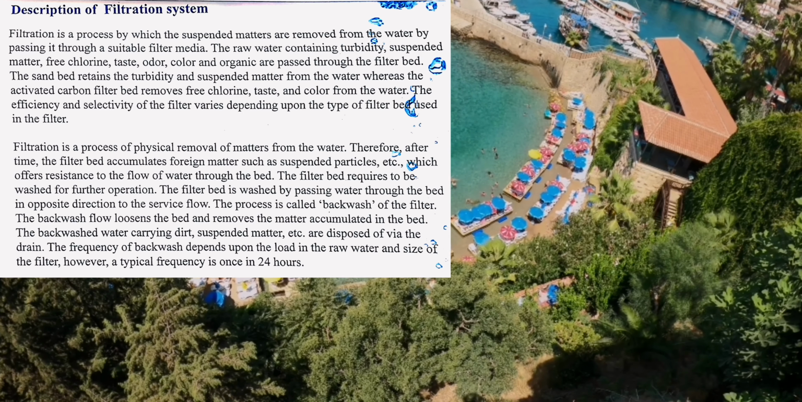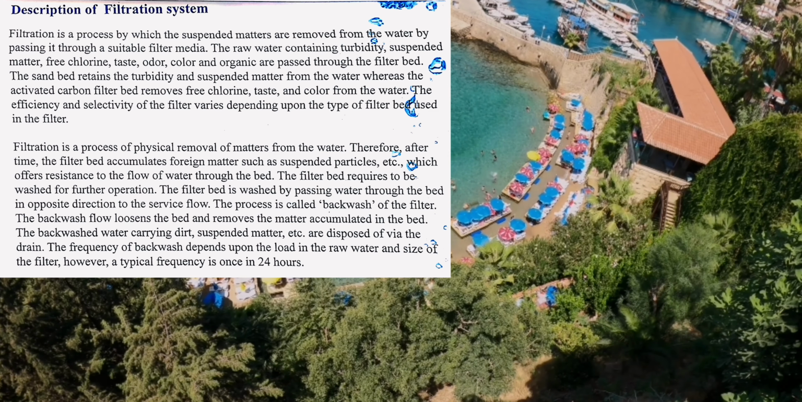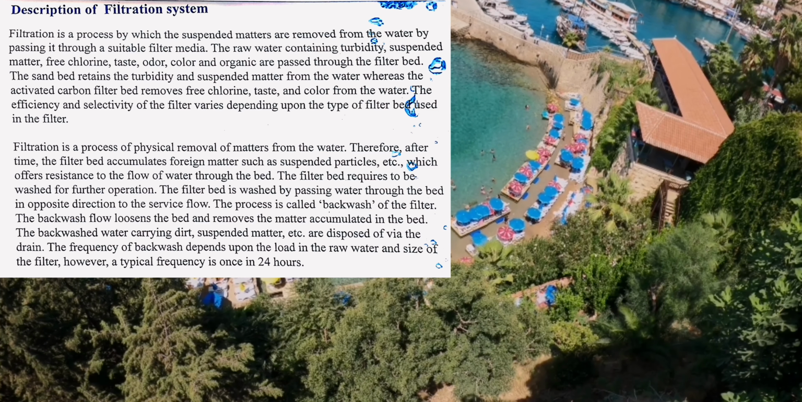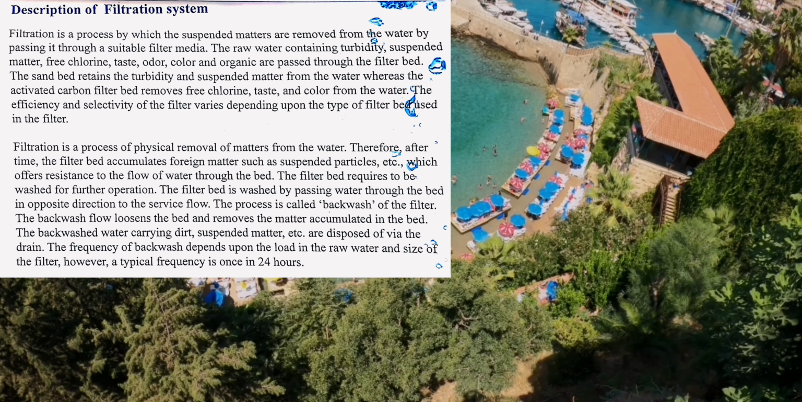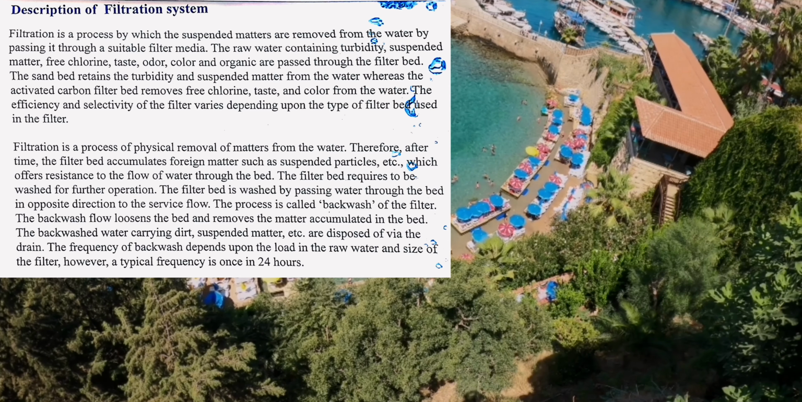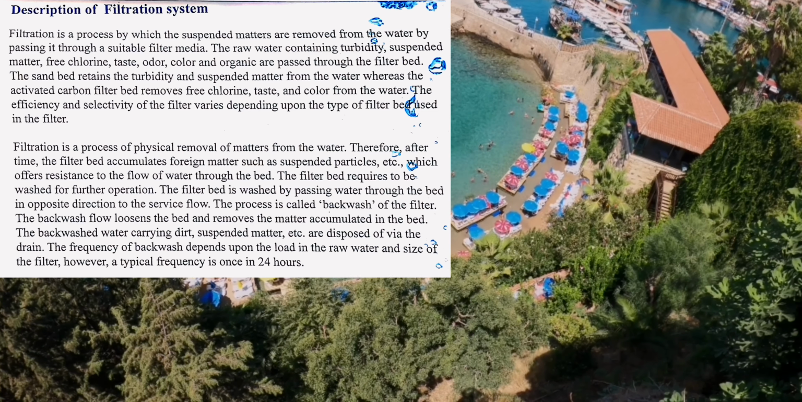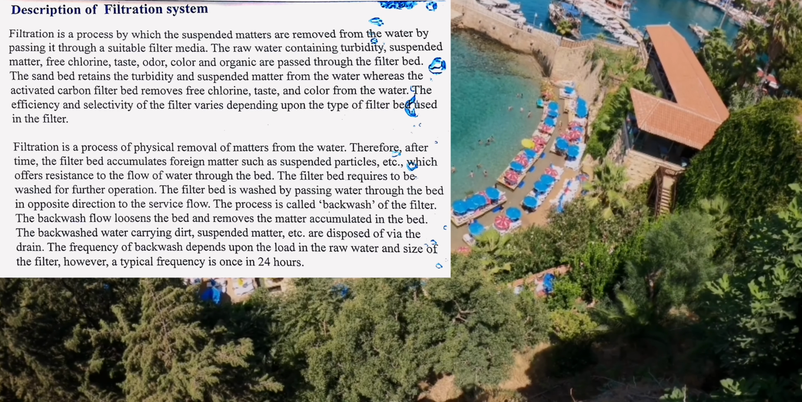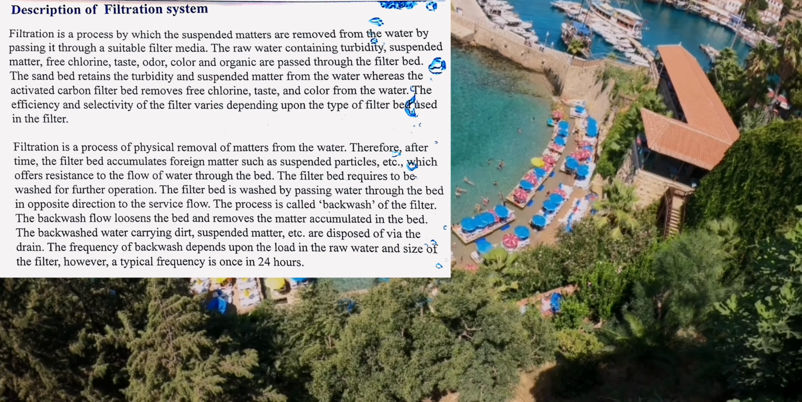The process is called backwash of the filter. The backwash flow loosens the bed and removes the matter accumulated in the bed. The backwashed water carrying dirt, suspended matter, etc., is disposed of via the drain. The frequency of backwash depends upon the load in the raw water and size of the filter. However, a typical frequency is once in 24 hours.